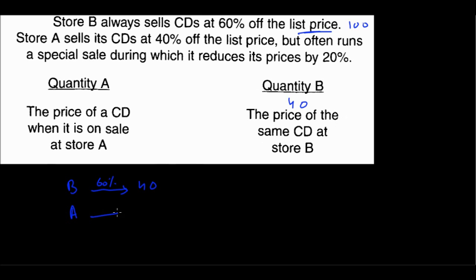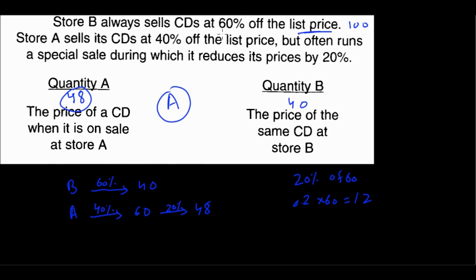For store A, initially it gives a 40% discount on the list price. So 40% of 100 is 40. 100 minus 40 would give me a price of 60. But then on sale, it gives an additional 20% off. Let's calculate this 20% of 60, so 0.2 times 60. If you do this on the calculator, this will give you 12. So 60 minus 12 will give me 48. So quantity A, the price of the CD when it's on sale at store A, is 48, which is bigger than quantity B. So the answer here is A.